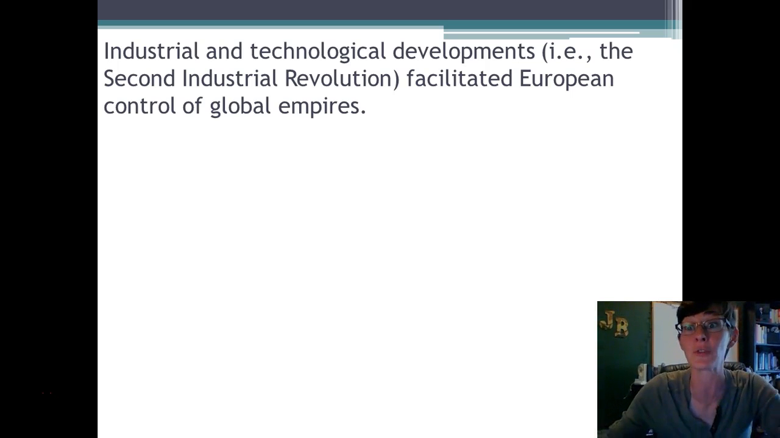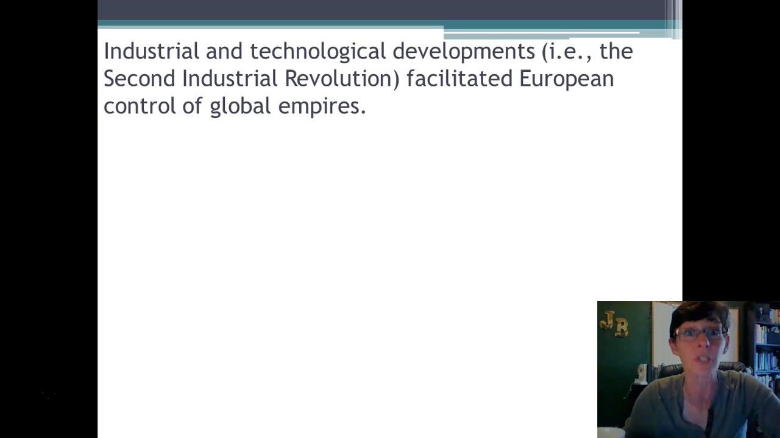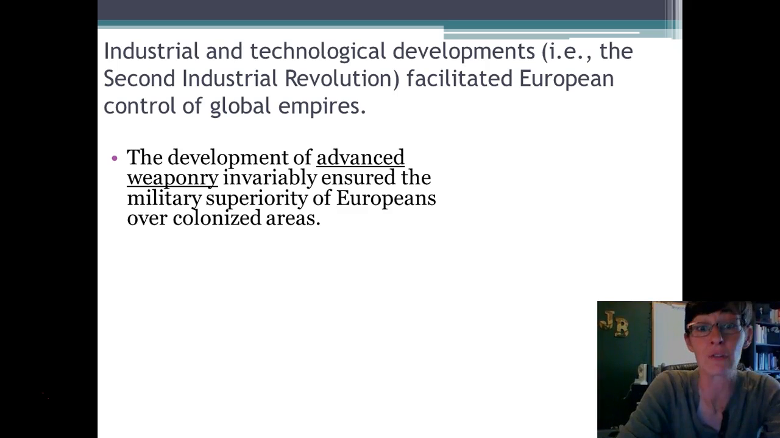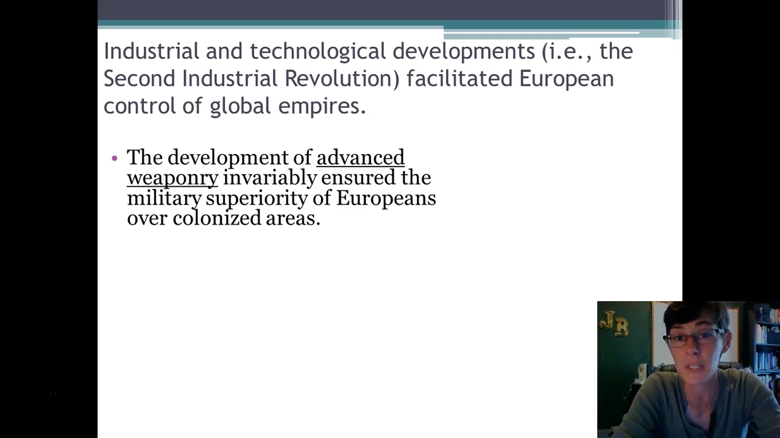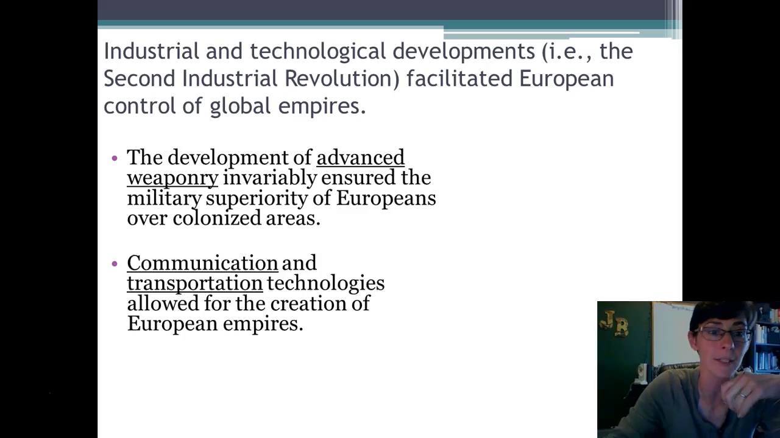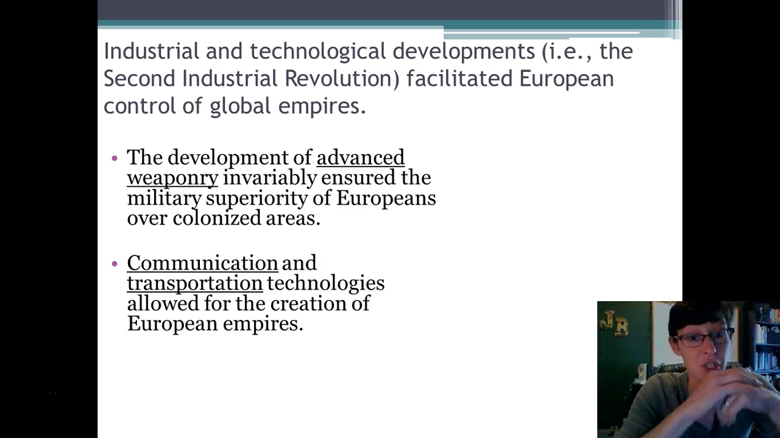So, industrial technological developments, i.e. the Second Industrial Revolution, facilitated European control of global empires. So the development of advanced weaponry invariably ensured the military superiority of Europeans over colonized areas. This made it very easy to bring under their umbrella of control the native peoples and the areas that Europeans were colonizing. Communication and transportation technologies allowed for the creation of European empires. Without these new communication and transportation innovations, this modern era of imperialism and colonialism would have been impossible.